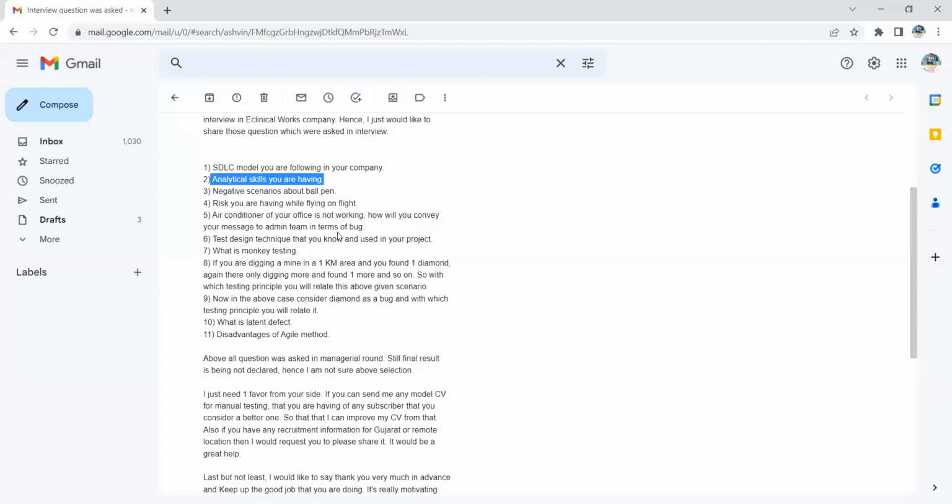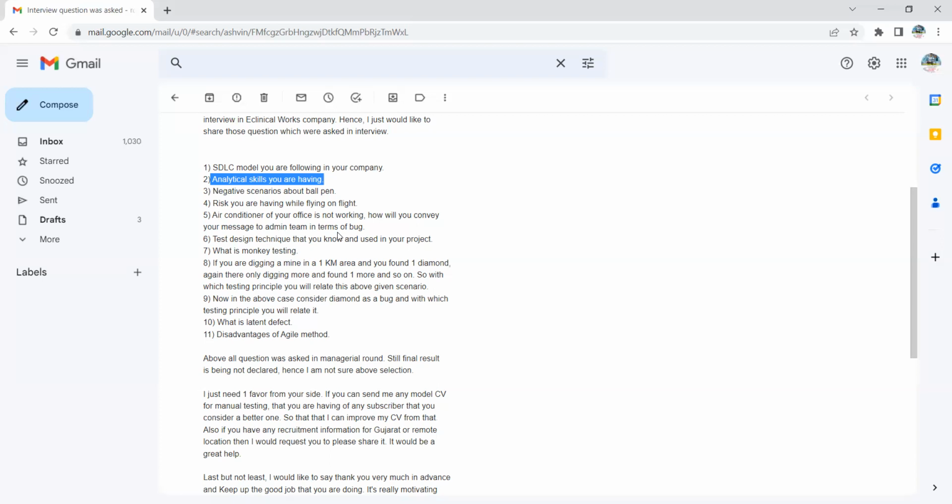Negative test scenarios about a ball pen. Okay. So how will you test it negatively? When the entire refill is over in a ball pen, then still, are you able to write? Is it possible? Then you keep that ball pen at some minimum and maximum temperature. Then what is the reaction of the body of the pen? Is it getting melted? Is it getting into some wasteful shape? Right. So this is how you can tell.